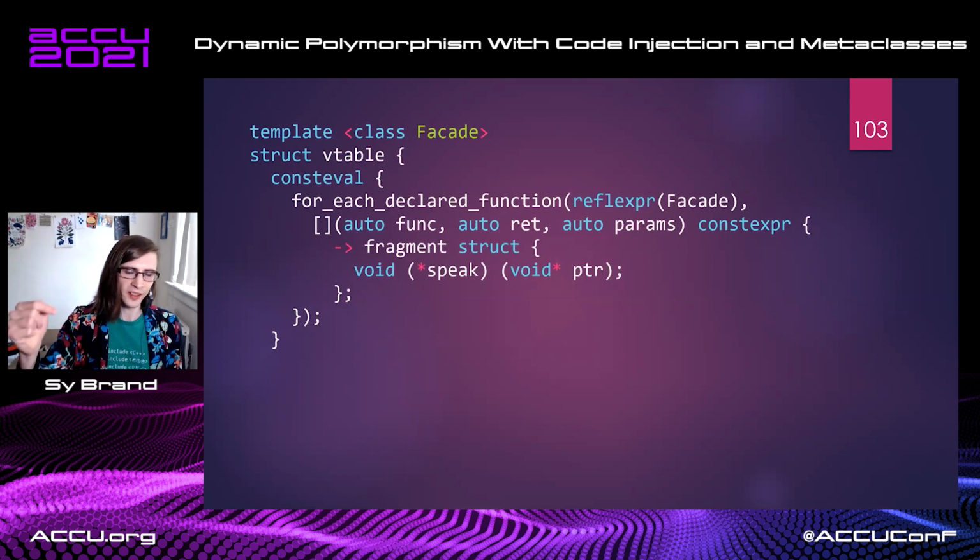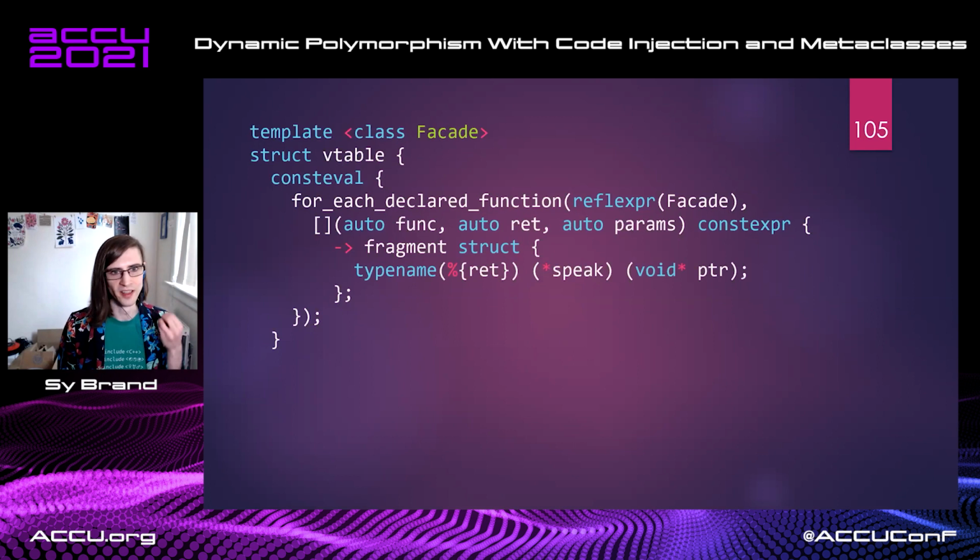So now what we want to do is, for every declared function in our facade, inject a function pointer type into our class definition. And for speak, it will look like this. It returns void, it's a pointer to a function taking a void pointer, and it's called speak. Now, similarly to what I did earlier, I'm going to transform this into a generic version as we go. So our void type is going to be the return type of the function. With speak it's returning void, but maybe it's get number of feet, and that's going to return an int. So we need to change this depending on the return type of the function in our facade.